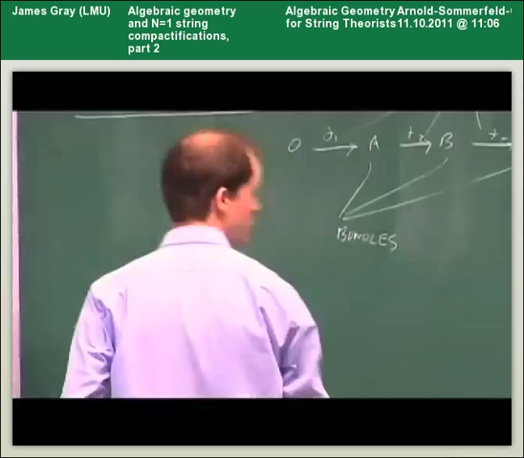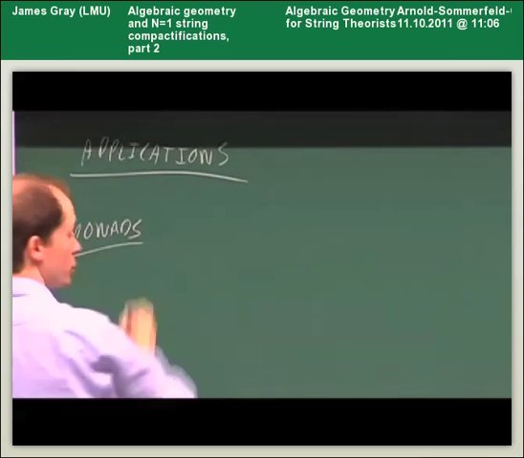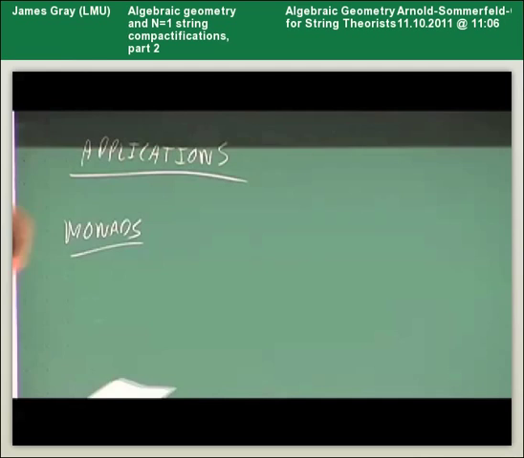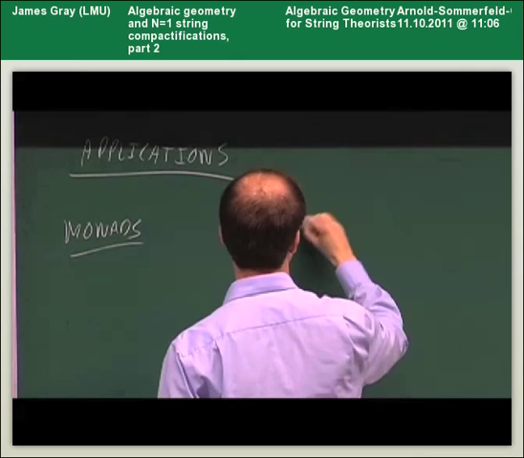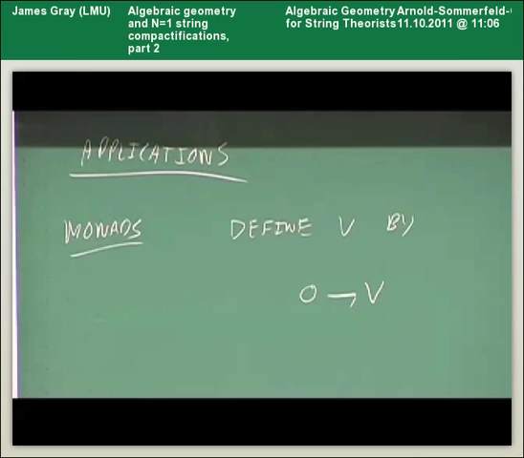So one way you can build a vector bundle is the monads. I'm not going to do the monad construction in its full generality. We're going to look at a rather special case. But I can form what's called a 2-term monad on the quintic like this. I can define a bundle V by the following. I'm going to have a short exact sequence, and the first bundle in the short exact sequence is my V.